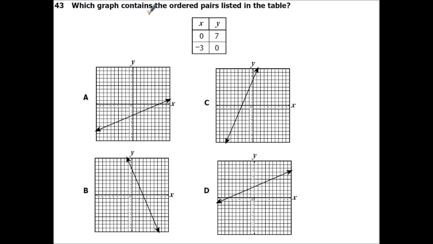Alright, which graph contains the ordered pair listed in the table? 0, 7, and -3, 0. So 0, 7 is going to be up, so that's not right. So that one could be right, not right because you got to be there, and it could be right because you're right there. And -3, 0 would be here, so that's not right. -3, 0 is here, so that one is correct. So all we did was plot the points and check if they were on the line.